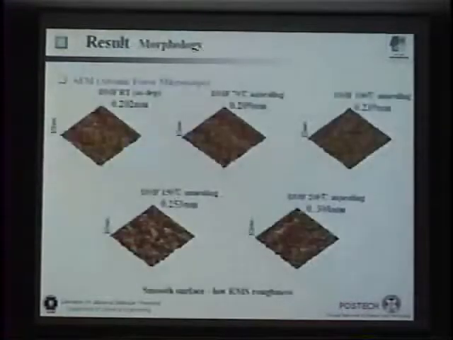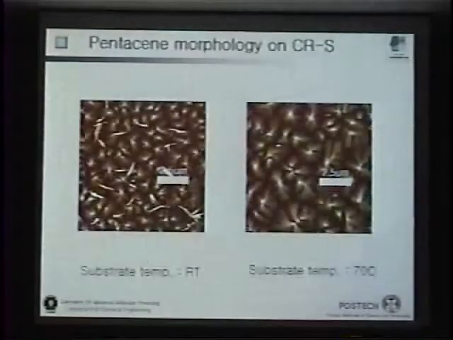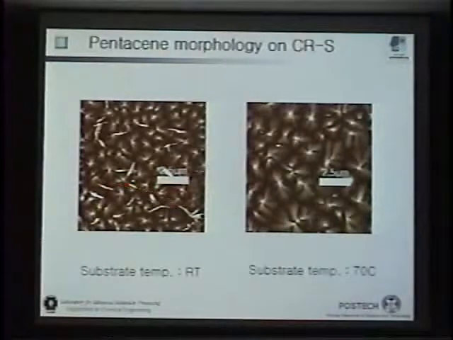Next slide. This one shows the surface roughness measured with AFM. When you anneal the film, the roughness becomes higher, but usually it's in the range of 2 to 3 angstroms. The film is quite flat. Right. And then we made a transistor with an evaporated pentacene film with the CRS, cyanoethyl fluorine, as a gate dielectric. This is grown at room temperature. This is at 70 degrees centigrade. Looks like the grain size is bigger here.